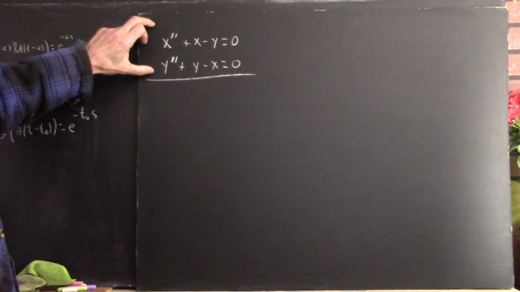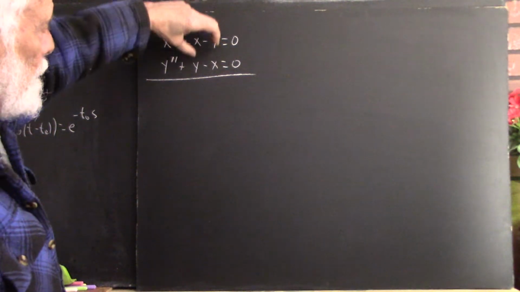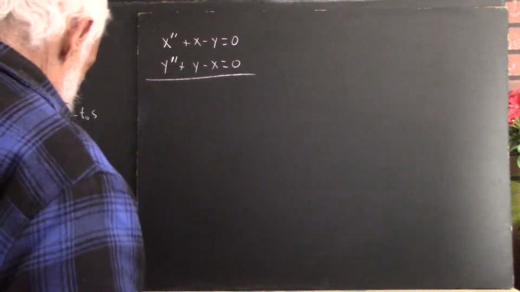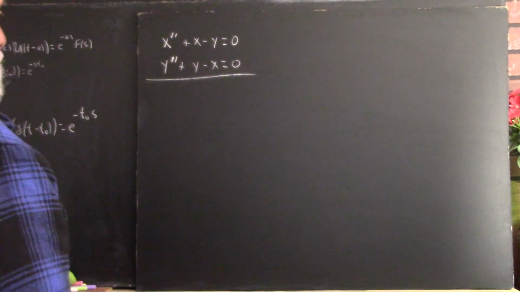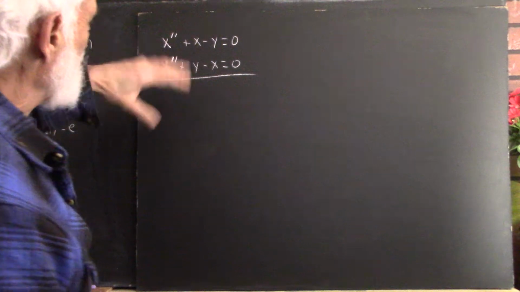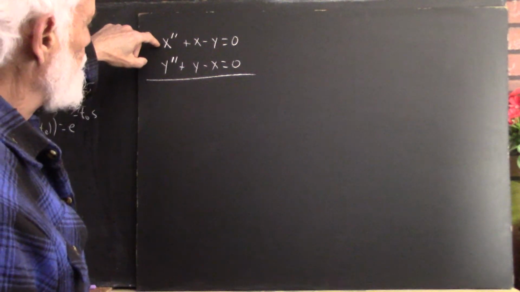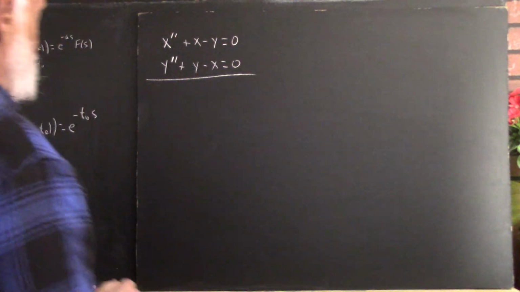System. You've got an x minus y here and a y minus x here, so it's kind of an antisymmetry. Maybe a symplectic thing or whatever. We don't know what that means, but that's okay. Okay, so we've got to transform x double prime.